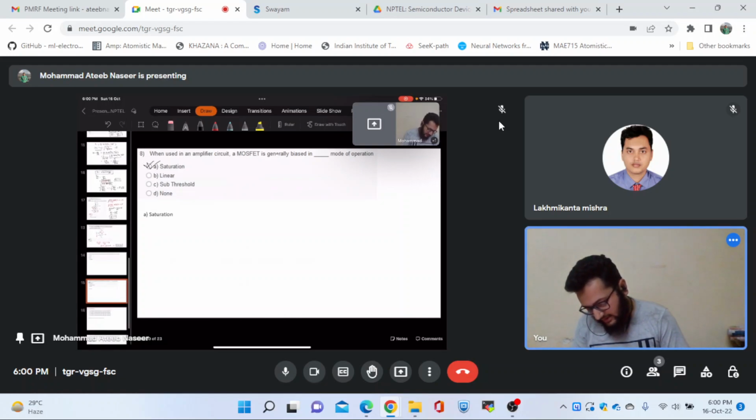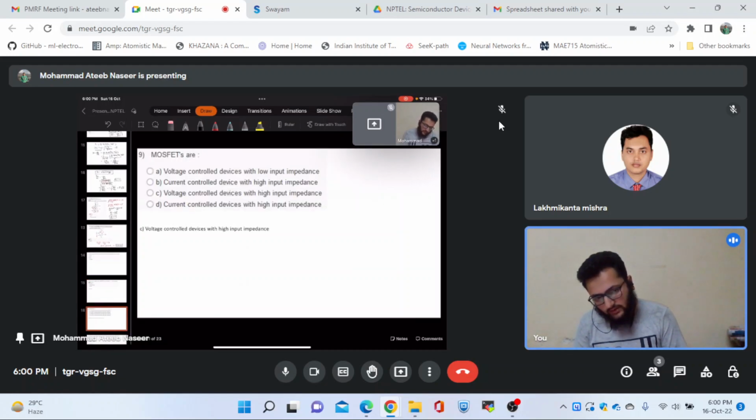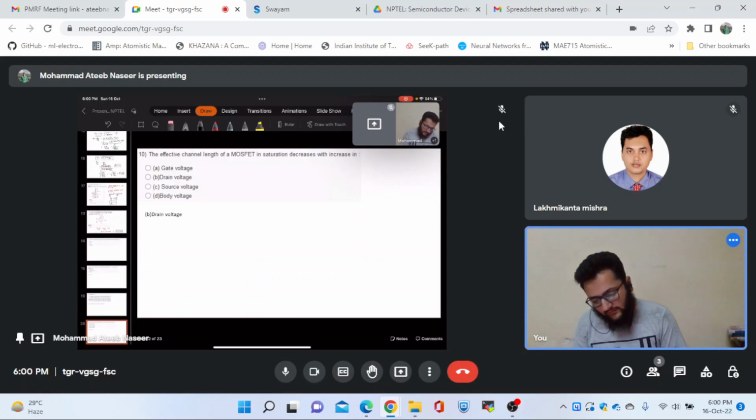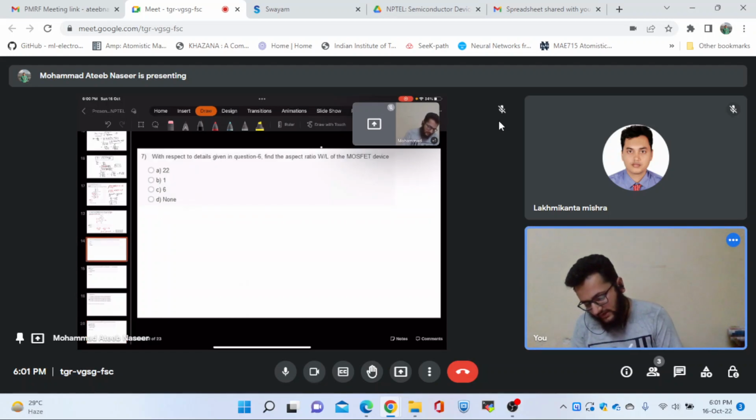Similarly, this is also a known fact that whenever we study, we say that this MOSFET is a voltage control device, and it has high input impedance. So it is a voltage control device with high input impedance. Similarly, the effective channel length of a MOSFET in saturation decreases with the drain voltage. That's the channel length modulation that we have studied.